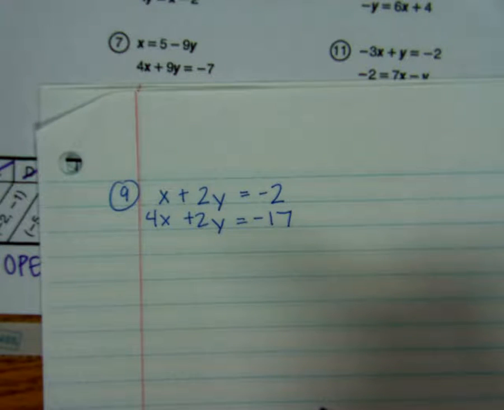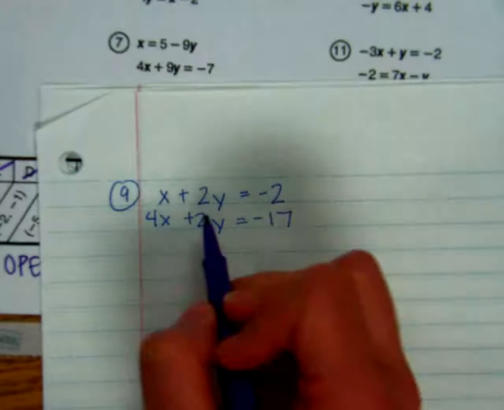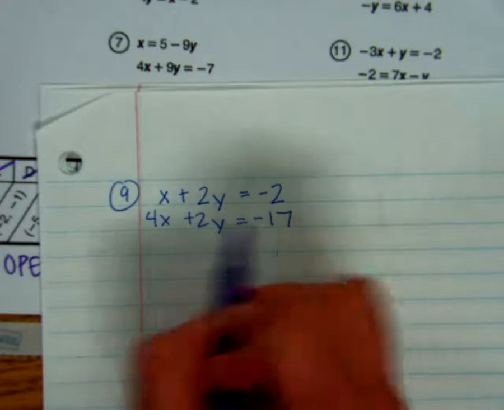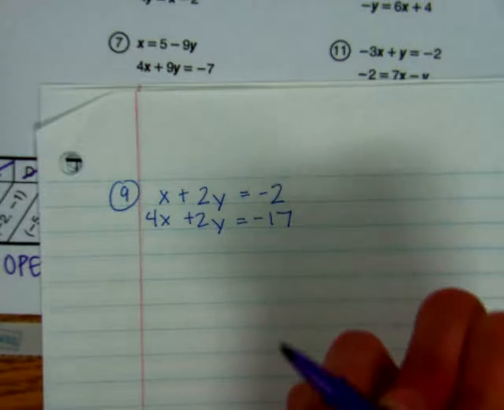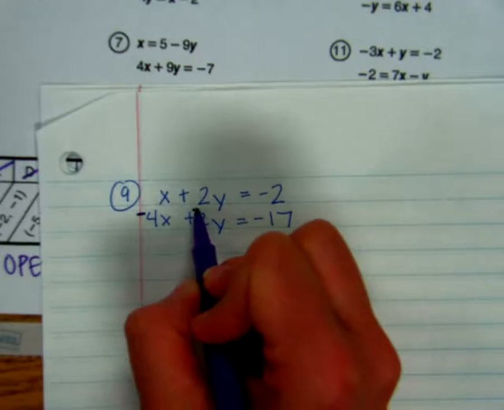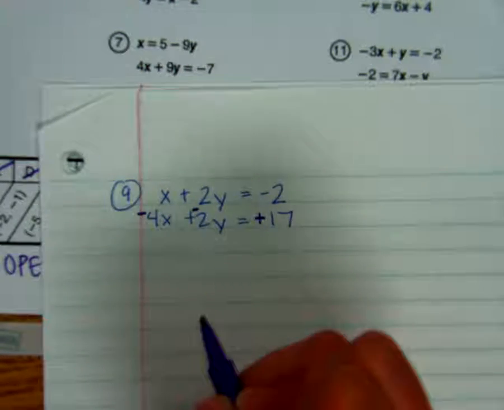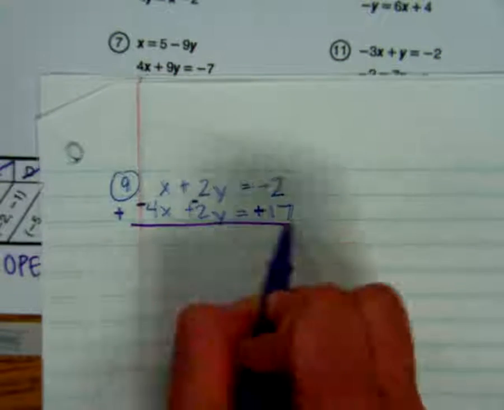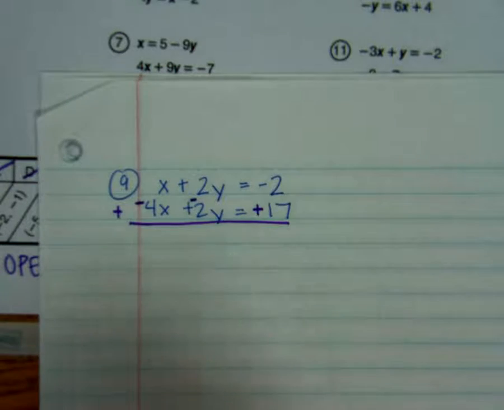So I am going to make everything in this second equation negative, and I'm just going to use my separate color to show that. I'm going to do negative 4x, negative 2y, and then positive 17, and then I can add them. And then you can go from there and solve for x.